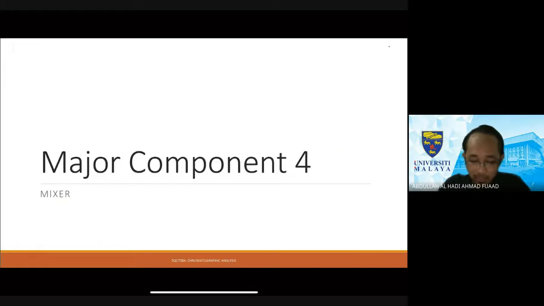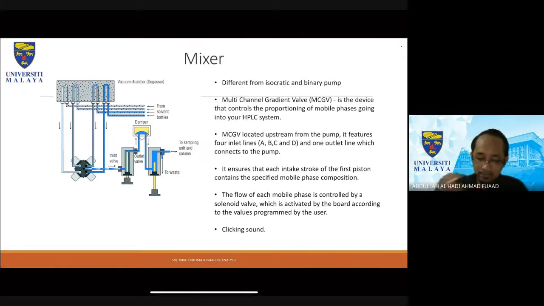Move on to component number 4, which is the mixer. Again, it's a very simple system. So different from isocratic or binary pump. So isocratic, as I mentioned, is just one flow. So you don't need to have a mixer.